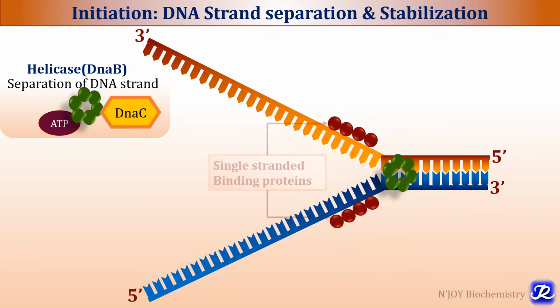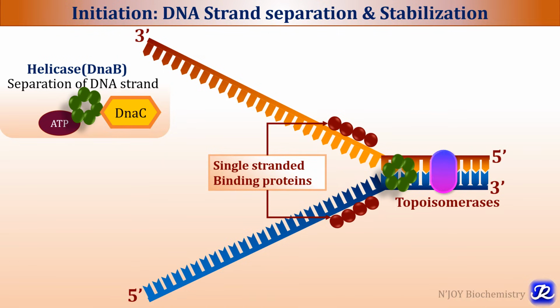Now, single-stranded binding proteins bind to the separated strands and prevent their renaturation. So the separated strands are now stabilized for replication. Single-stranded binding proteins prevent re-annealing of the separated strands.